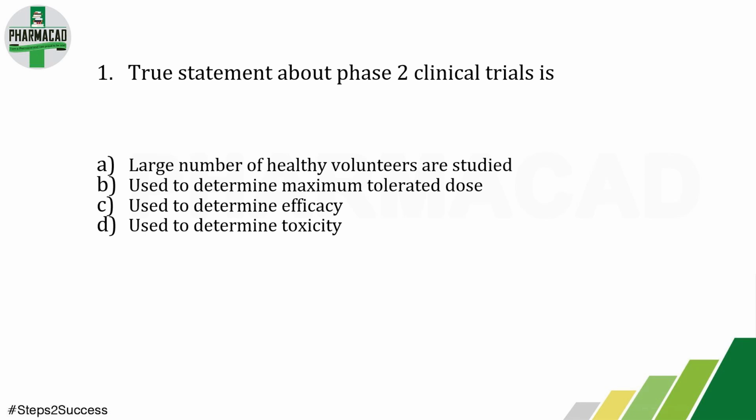Starting with the first MCQ, the question says the true statement about phase 2 clinical trials is. So, they are asking about the phase 2 clinical trials. The options are: large number of healthy volunteers are studied. Second option, phase 2 clinical trial is used to determine maximum tolerated dose. Third option, it is used to determine efficacy. And the fourth option says it is used to determine toxicity.